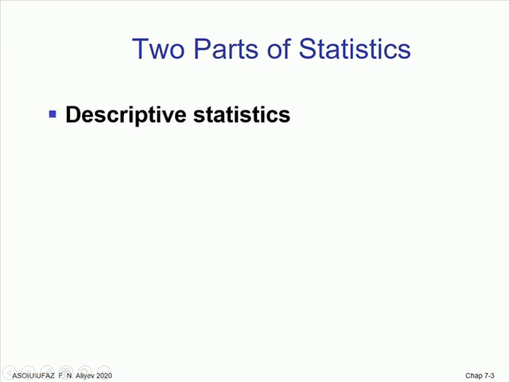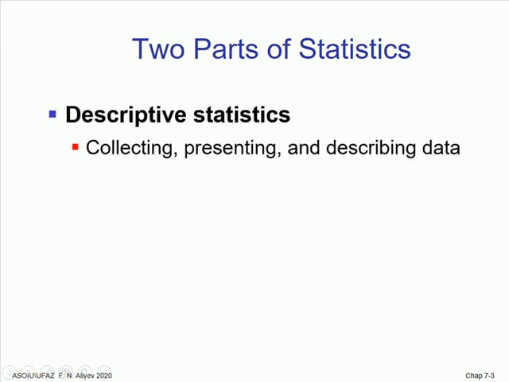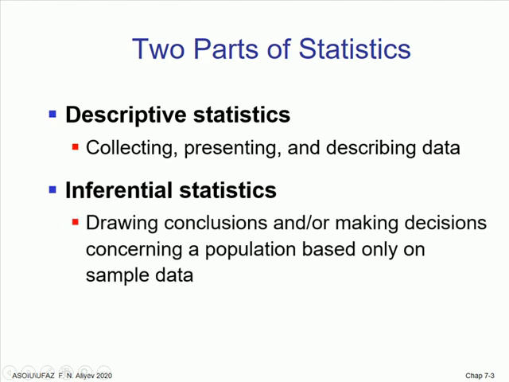Two parts of statistics, descriptive statistics and inferential statistics. In descriptive statistics, we talk about collecting by survey, presenting by graph, and describing data. In inferential statistics, we will draw conclusions and make decisions about the population, the large set, based on sample data, the small set. That is, in inferential statistics, we will take information from a small set, which is a subset of the large set, and using this information, we will draw some conclusions about the large set.